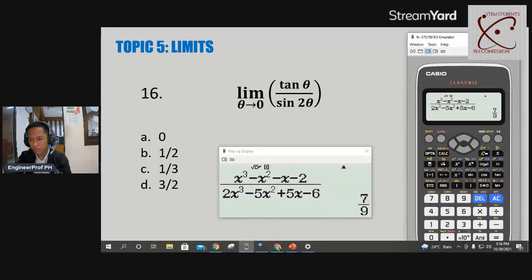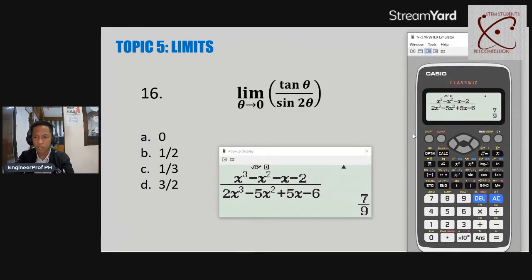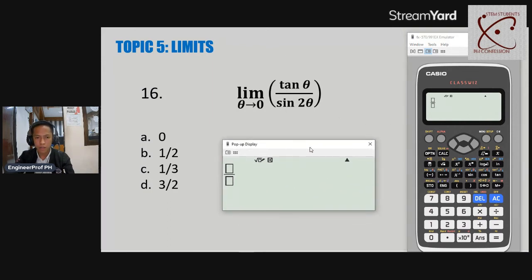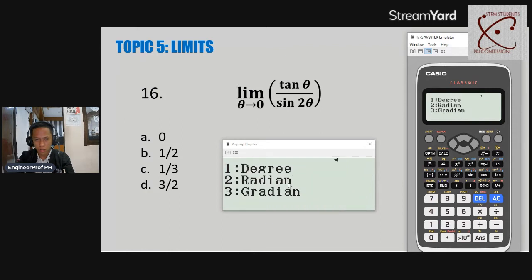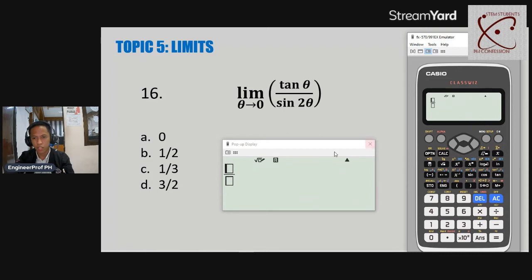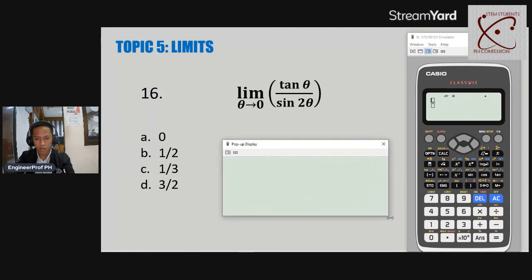So, open the calculator. Then, after you open the calculator, make sure, okay? Ito kapag ang ating problem guys ay merong trigonometric functions na limit, make sure that your calculator is in radian mode. Okay, so shift, menu. Then, angle unit, number 2, radian. Okay, number 2. Ayun, so naka-radian na siya. Itong R dito, yung R na malaki dito. So the limit as theta approaches 0 of tangent theta all over sine 2 theta.